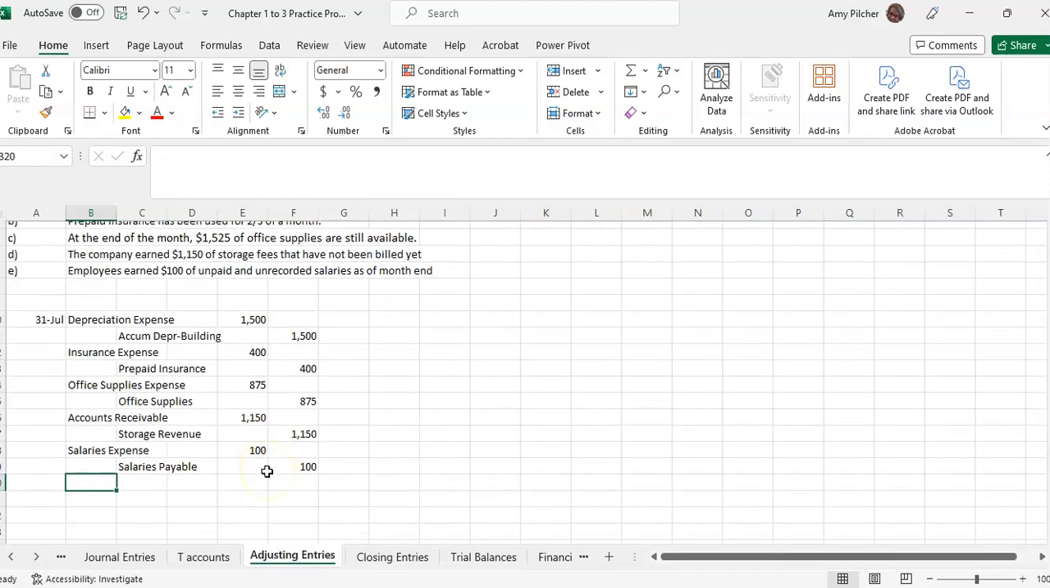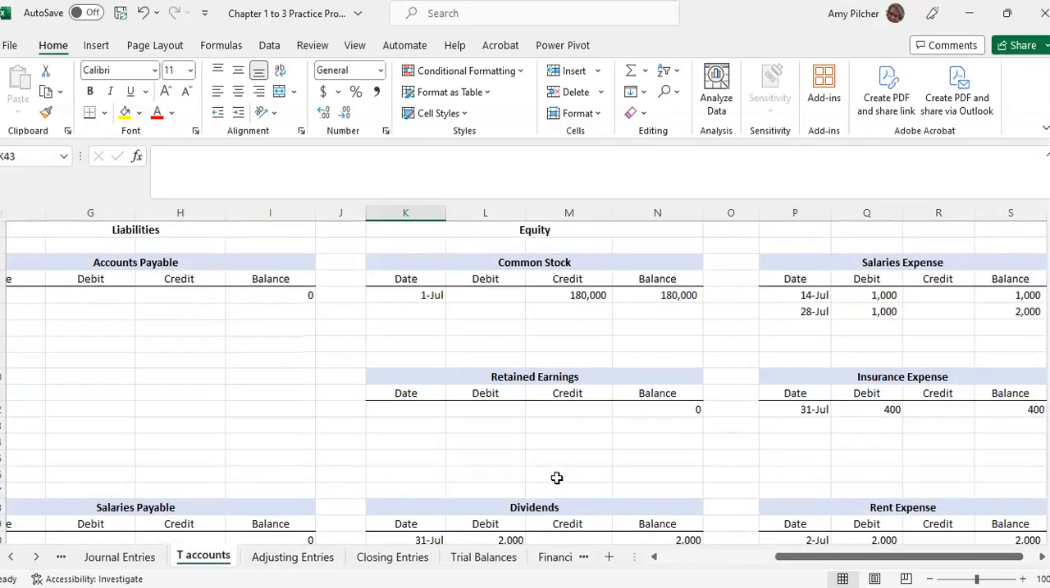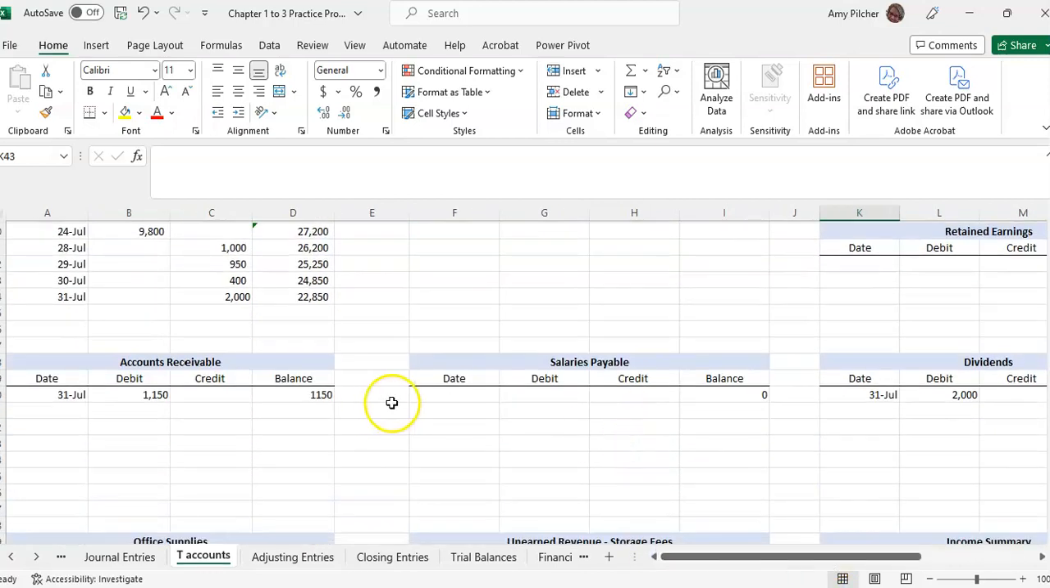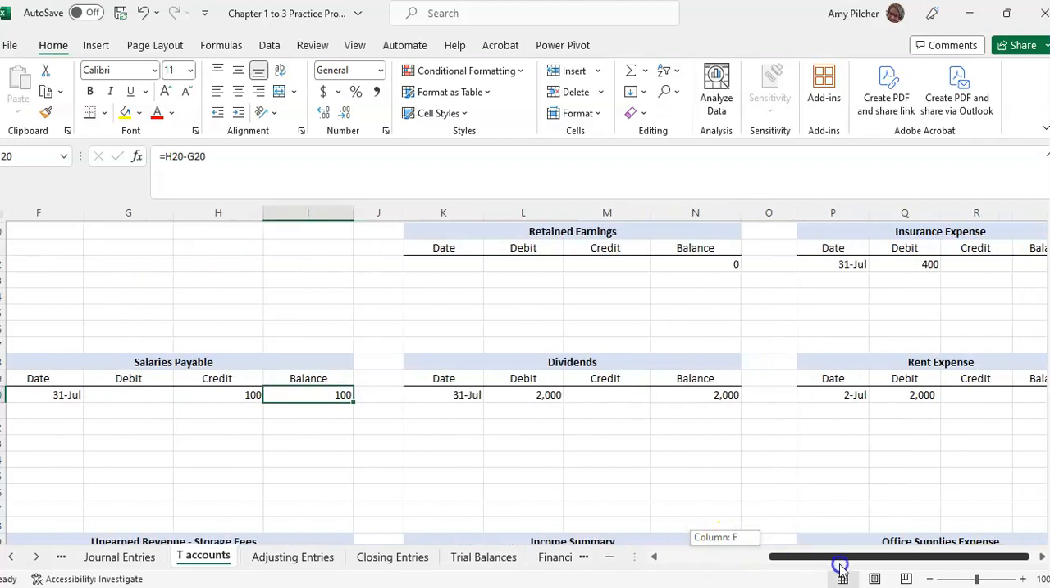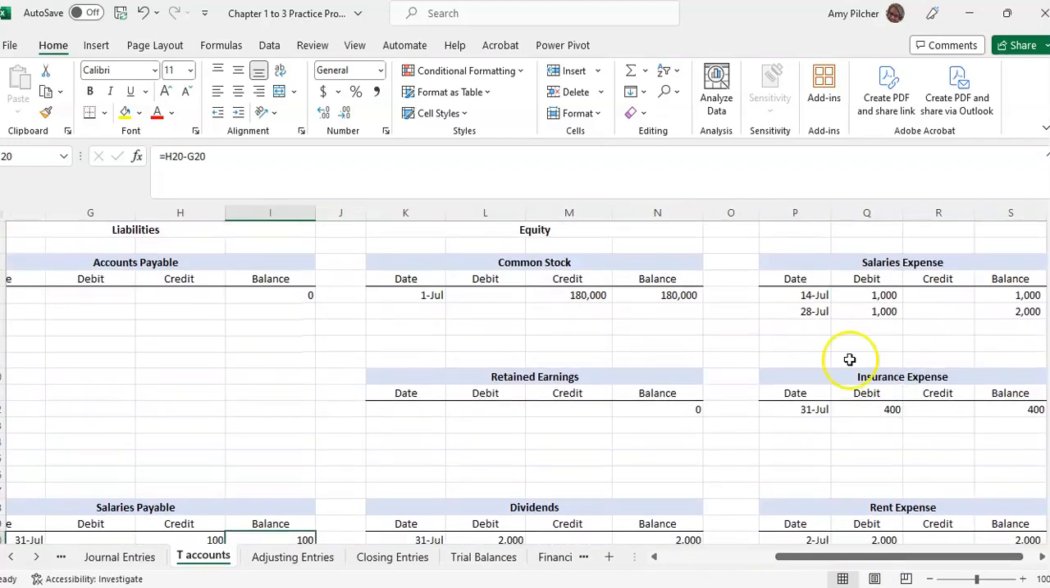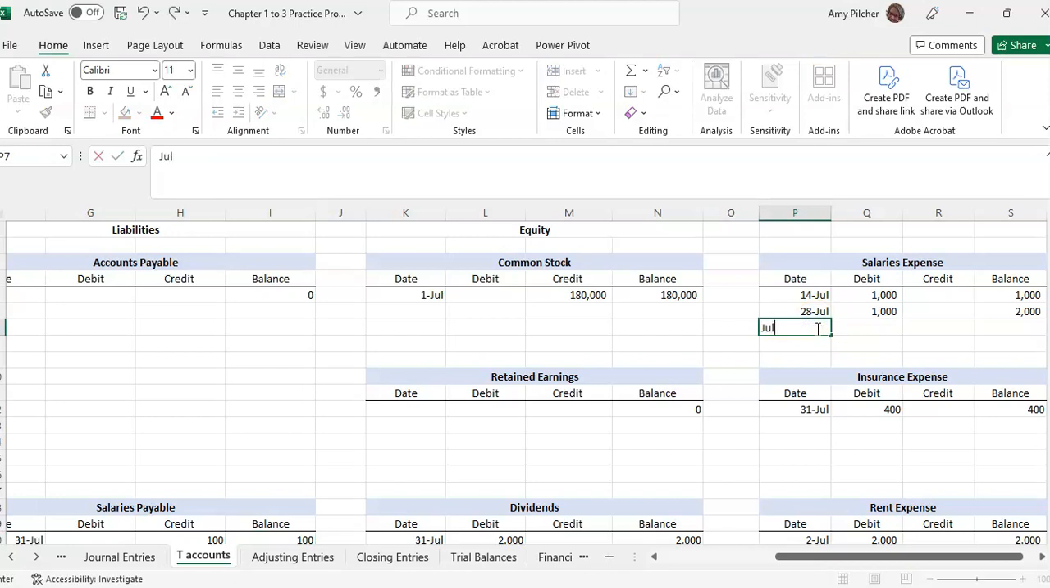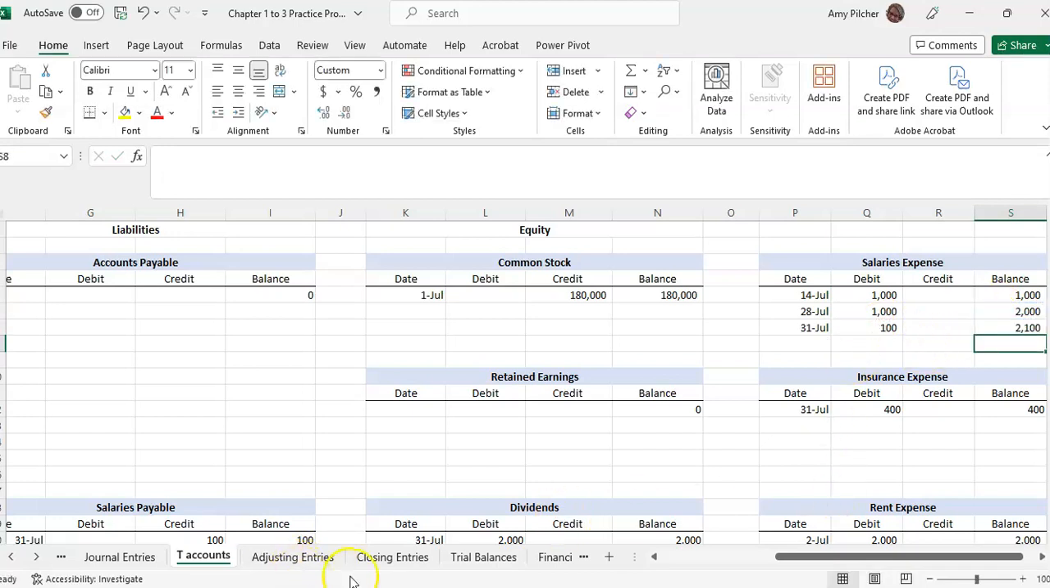Okay, so one more, salaries expense. So we now have salaries payable. So we come over to our liabilities on July 31st, we recorded a salaries payable. And then we also have a salaries expense.